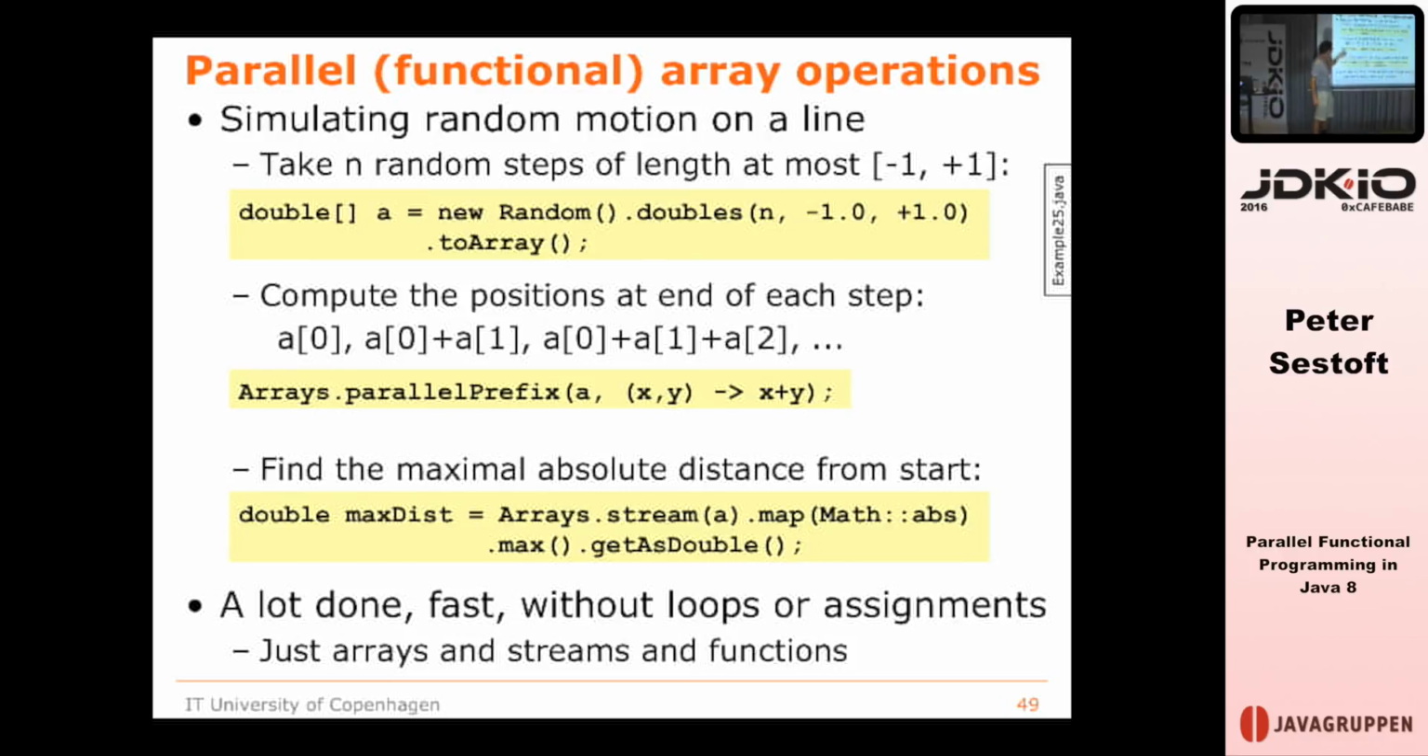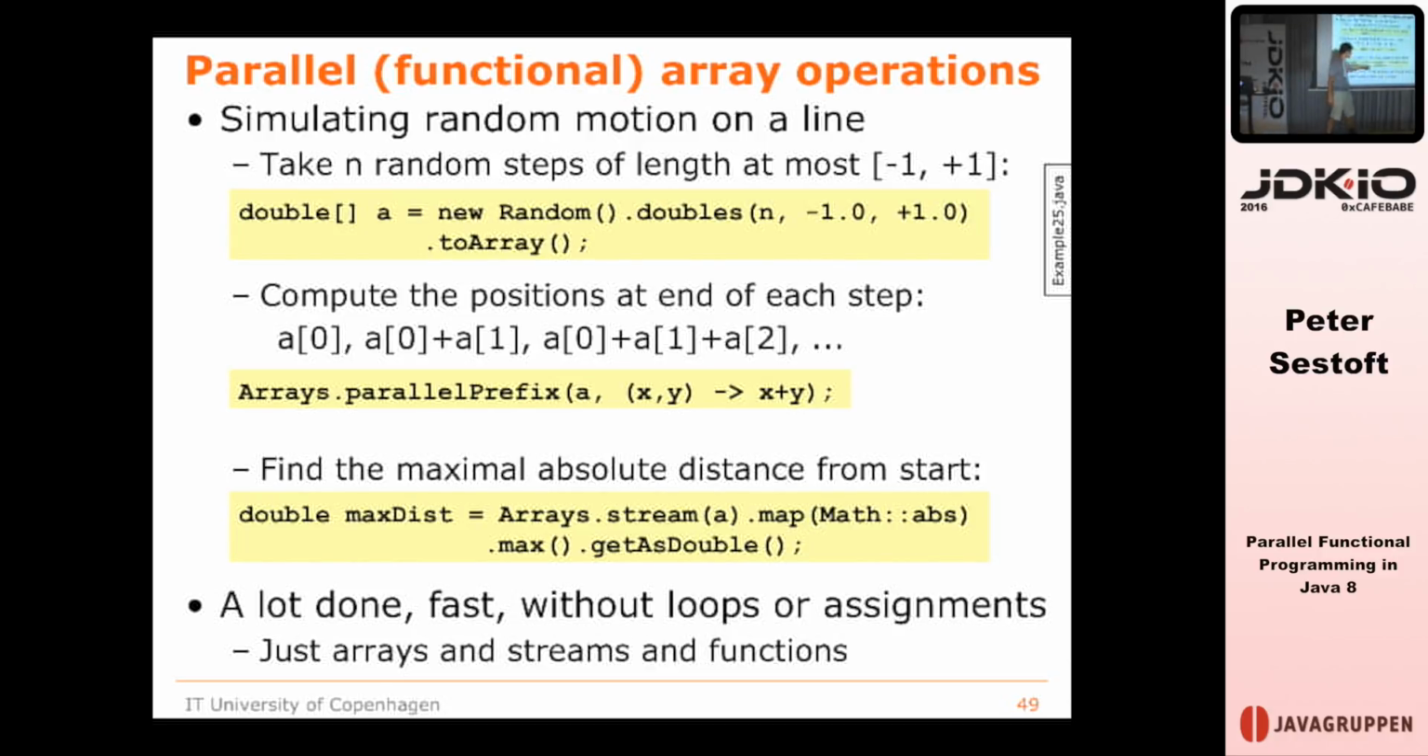And now you can compute in one go, using this array parallel prefix operation, all the partial sums. Applying this array parallel prefix to the array A with the sum function, the first element will just contain A0, the next one will be the sum of A1 and A0, and the next one will be the sum of those and A2, and so on. The final element will be the position of this particle at the end of the whole run. And this can be computed very efficiently in parallel.